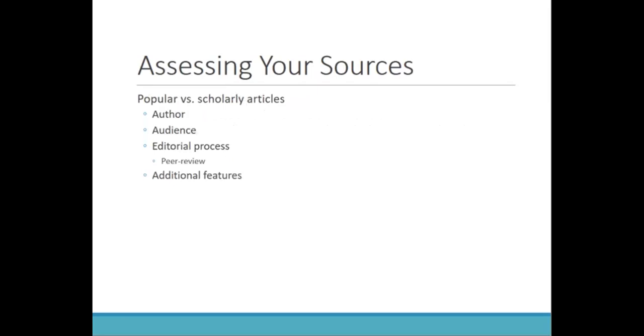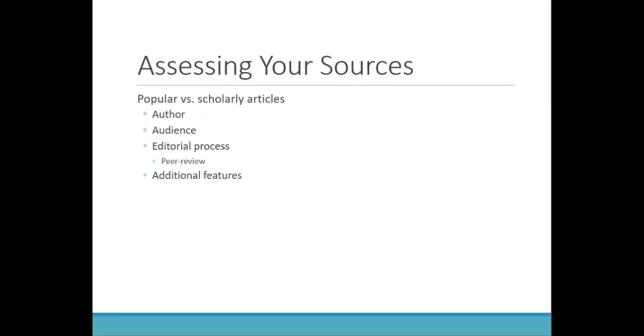Another really important distinction that you need to be able to make is popular versus scholarly articles, okay? You need to be using scholarly articles here, and you should be able to identify the difference. Some differences between popular and scholarly articles: who wrote it? In popular articles, the author is going to be a journalist or somebody with an opinion, whereas in scholarly articles, the author is going to be the scientist who conducted the research.